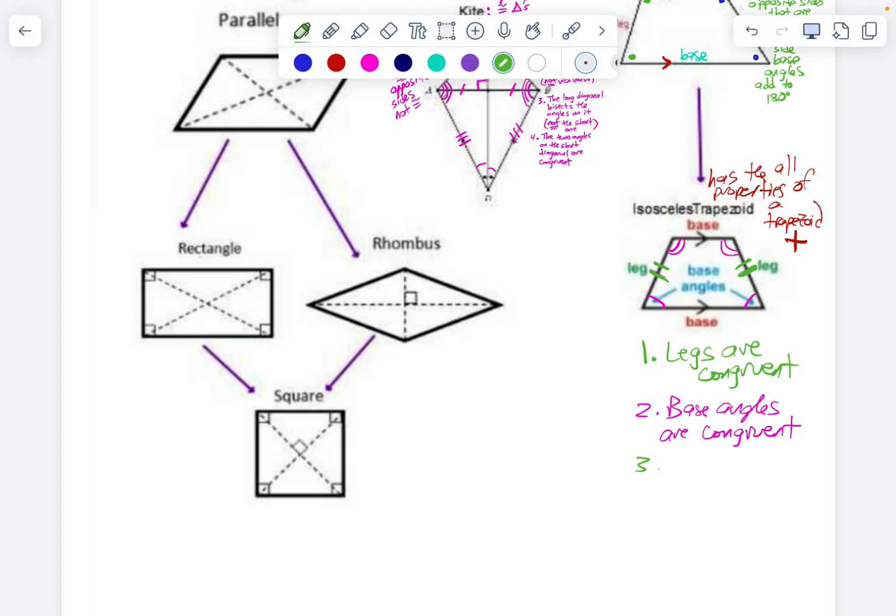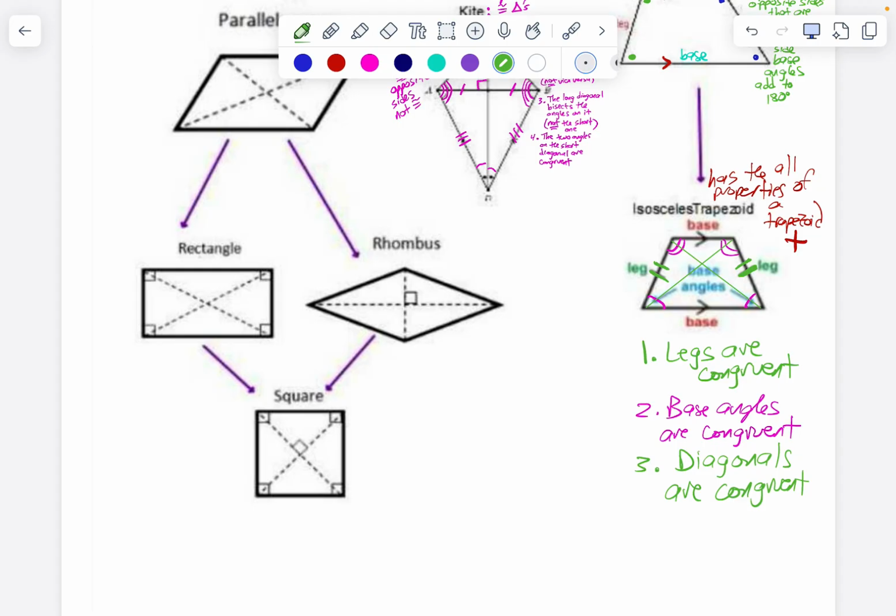Okay, number 3, the diagonals are also congruent. That's a little bit hard to show because they cross each other, but draw them in. Again, you'll have trapezoids that don't show this, but go ahead and draw them in and somehow just make note of your note down below that they're congruent.